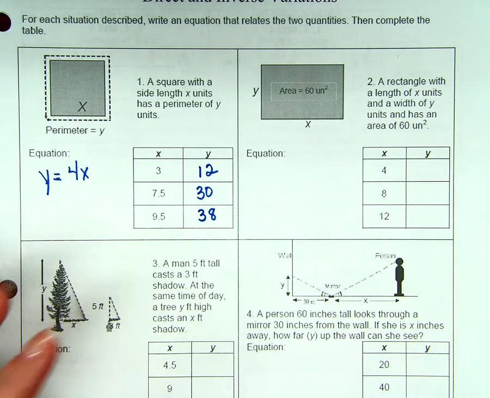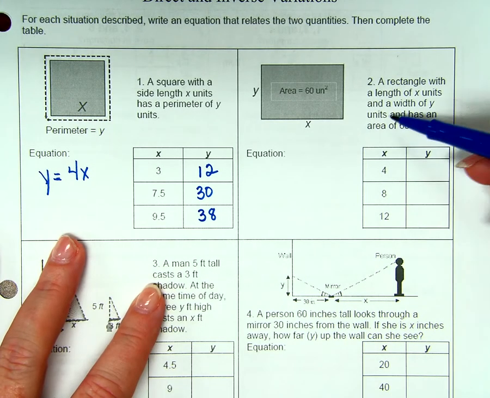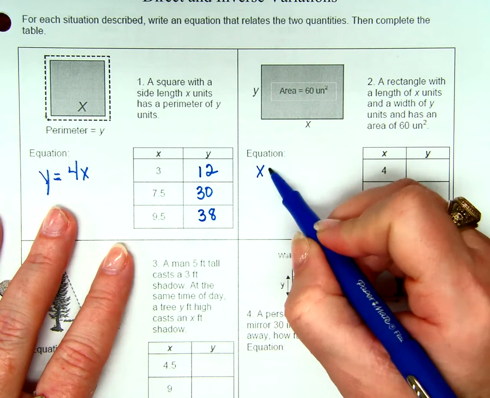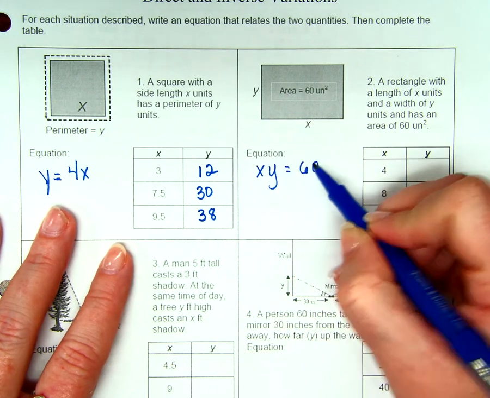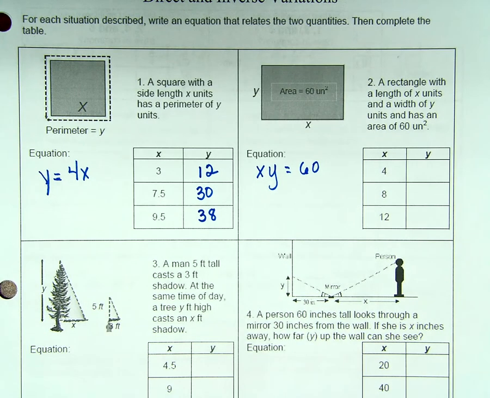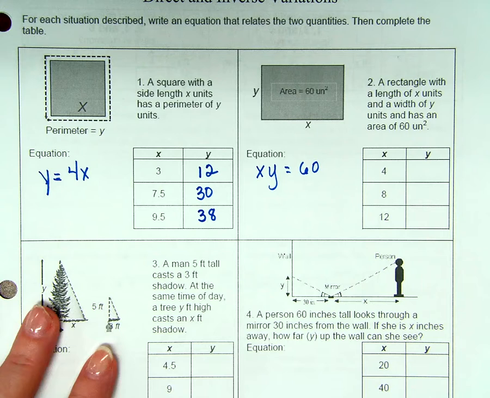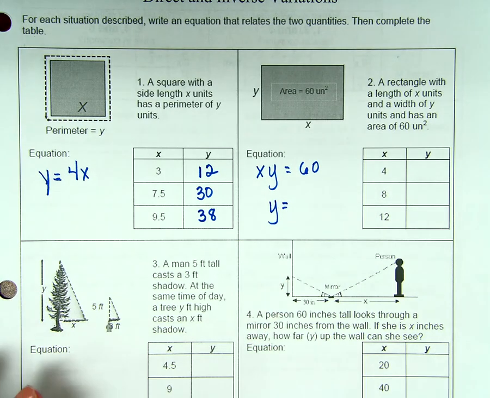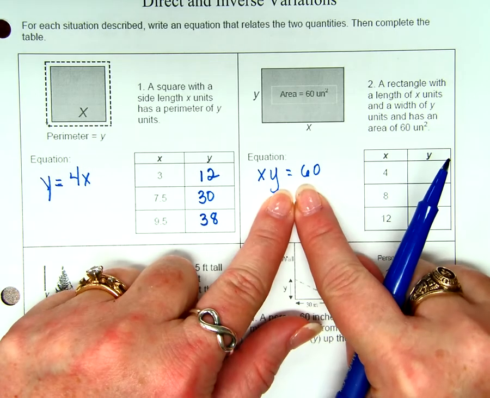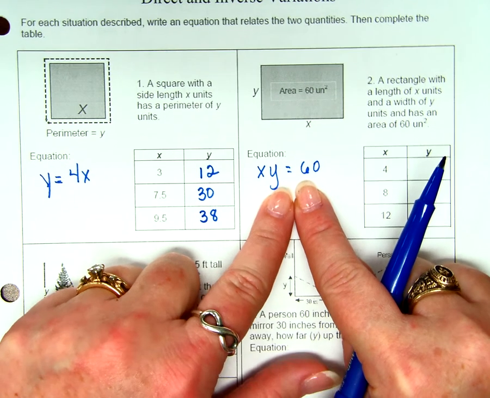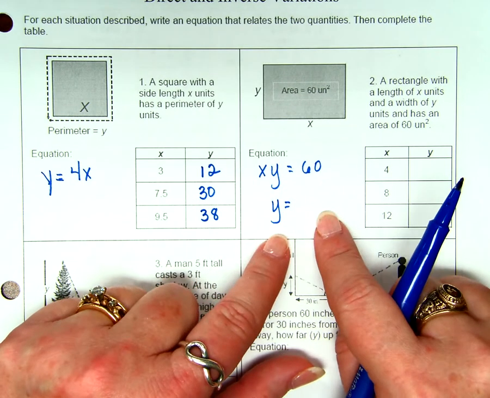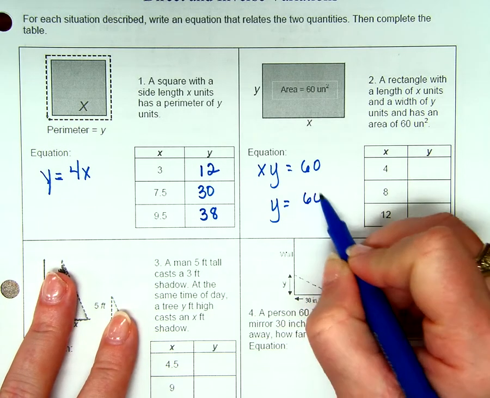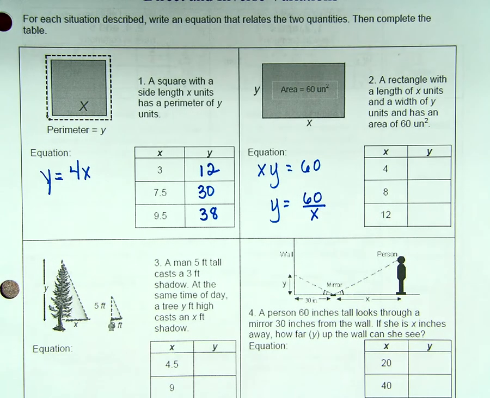Number 2. A rectangle with a length of x units and a width of y units has an area of 60 units. Oh, well, yeah, obviously, x times y equals 60. I love how you said that, like it's super obvious, right? That's good. Except what if I wanted the equation y equals? First of all, is there anything wrong with this? No, it's an equation, right? But we typically have our equations y equals. So how would we solve for y here? Yep, we would divide both sides by x to get y equals 60 over x.